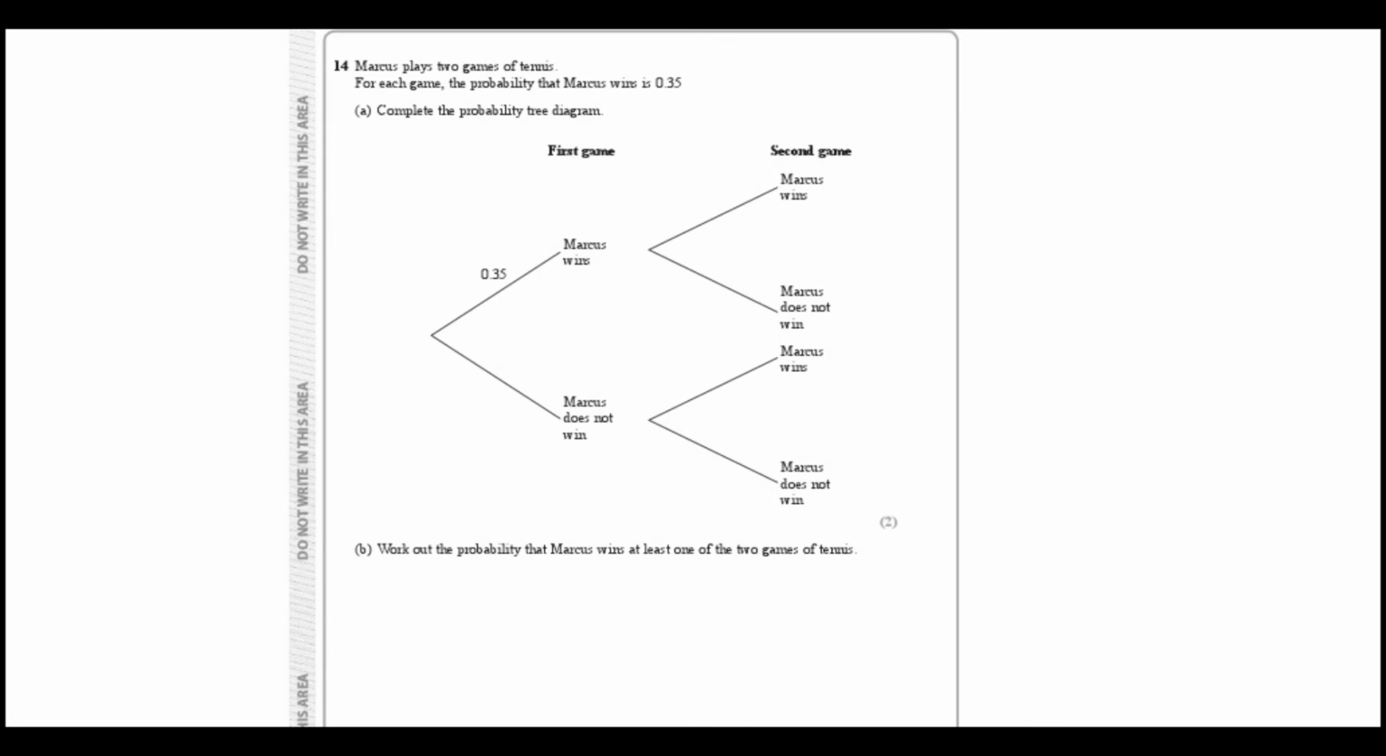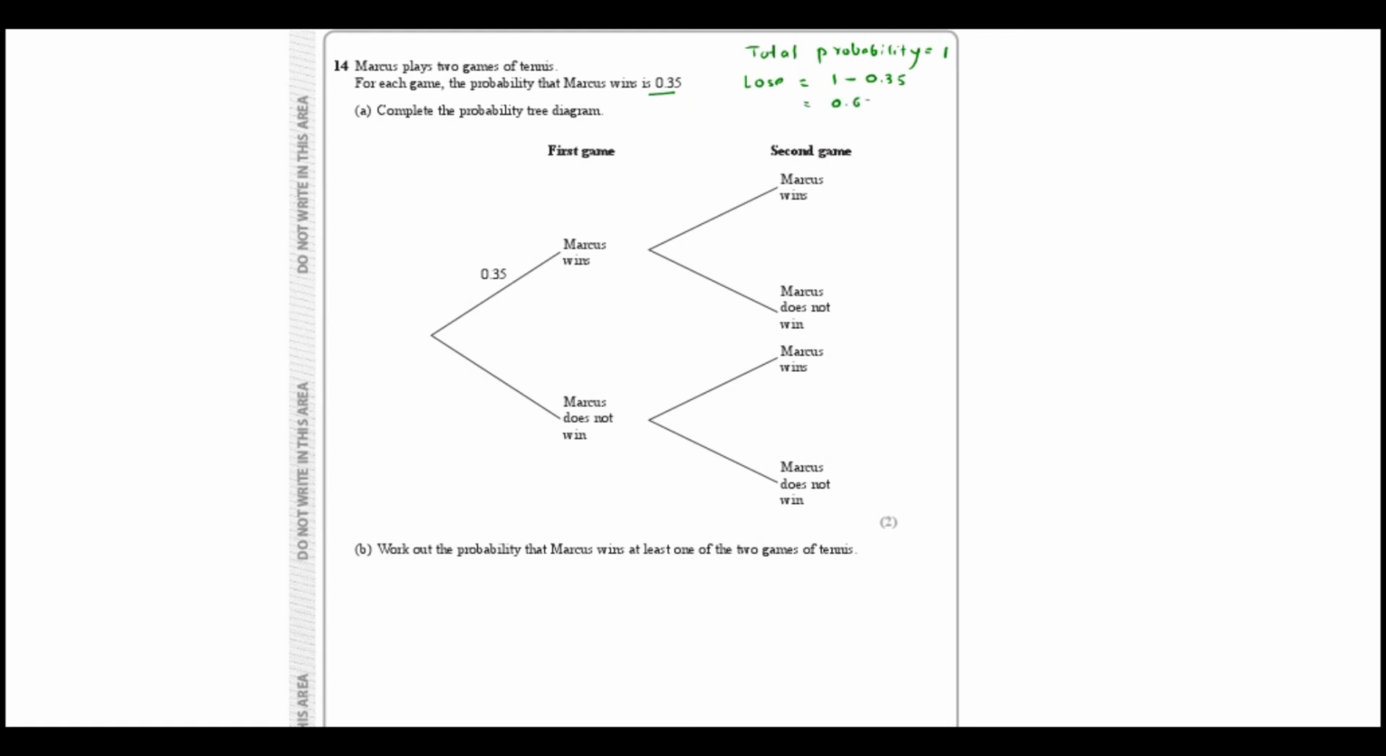So the remaining probability, we know the total probability is always equal to 1. So if your winning probability is 0.35, then your losing probability should be 1 minus 0.35. So 1 minus 0.35, that's going to give you 0.65. So that's your losing probability.